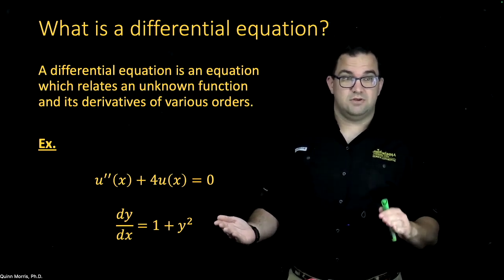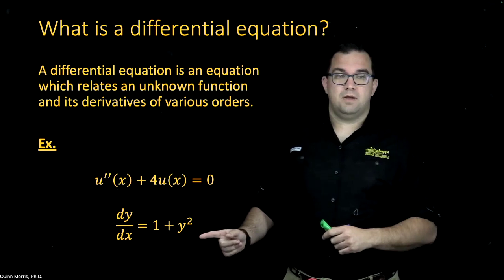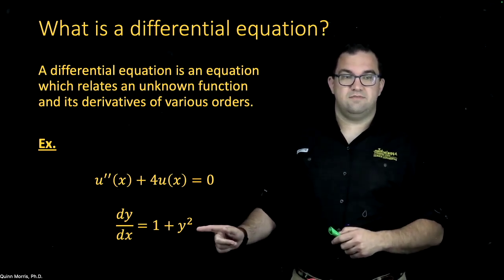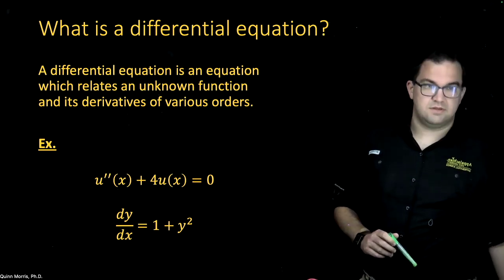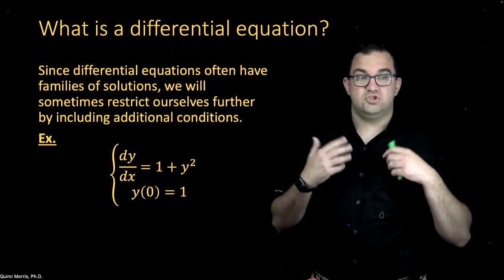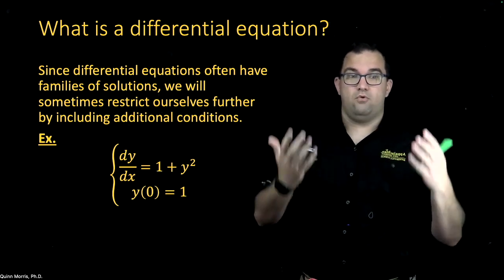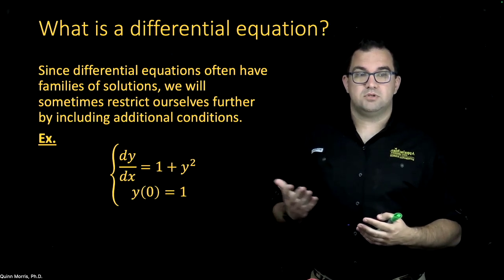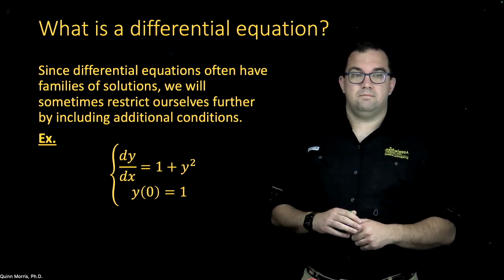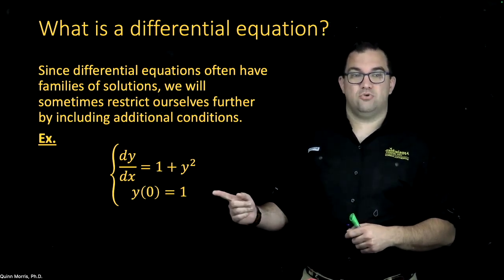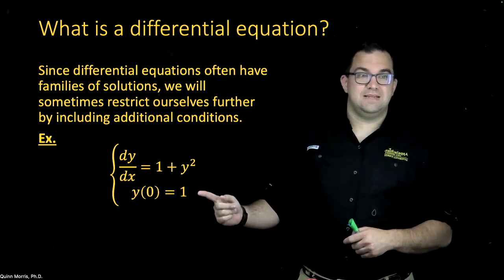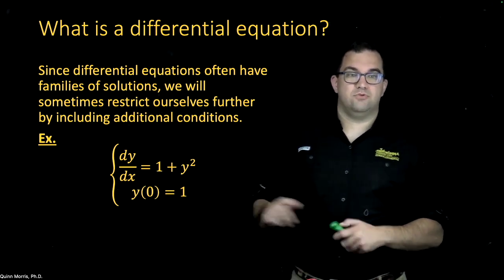And in fact, we're going to restrict ourselves further in a bit. But let me point out here, I mentioned before that there are multiple solutions even to this. And because differential equations can have more than one solution, we often refer to their general solutions, which are a whole family of solutions. But we'll sometimes also restrict ourselves further and study what we would call here an initial value problem. So here we have a differential equation paired with a condition that tells us something about our initial value.